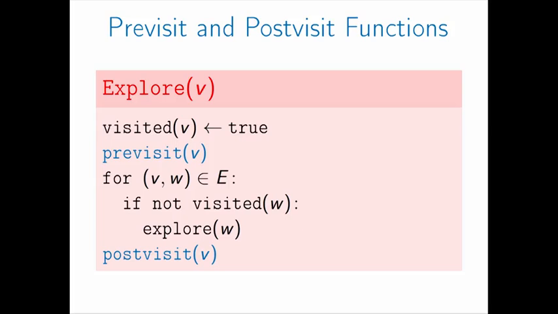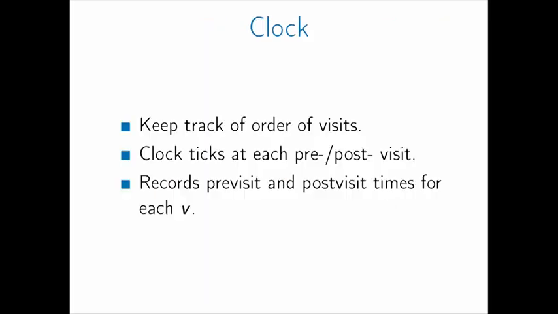Okay, so what are these functions going to be? They could be a number of things. We'll come up with an example shortly. But the idea is to augment our functions a little bit to keep track of some extra information. So what sort of extra information do we want? Well, one thing we might want to do is to keep track of what order we visit vertices in. One way to do this is to have a clock. This clock keeps track of time. It ticks forward once every time we hit a previsit or a postvisit for a vertex.